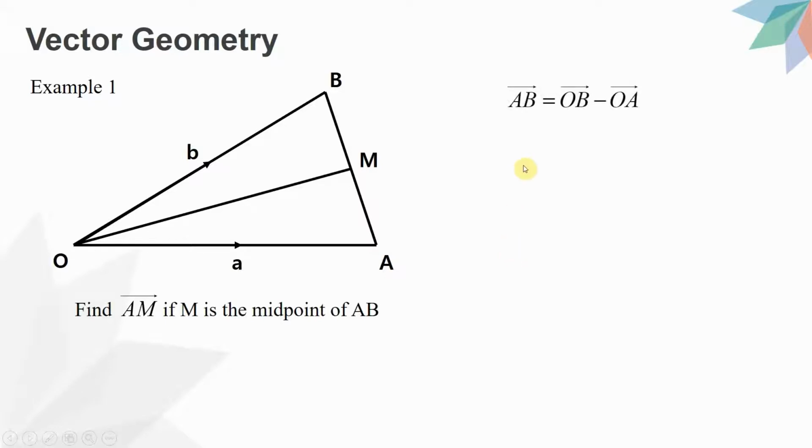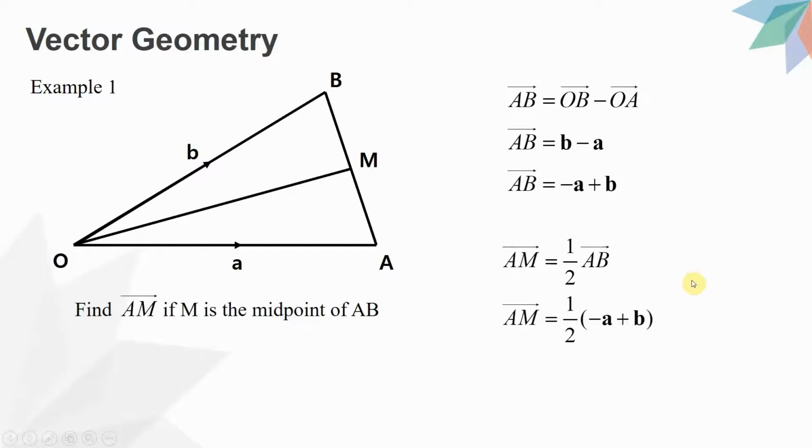Alright, we can use this same method. AB is equal to OB minus OA. We substitute the vectors inside. Rearrange it in the form of AB. And now we can say AM is half of AB because M is the midpoint. So by substituting AB here, you get AM is half of negative A plus B.